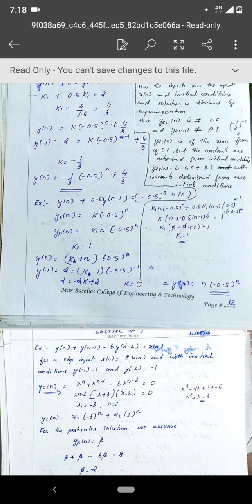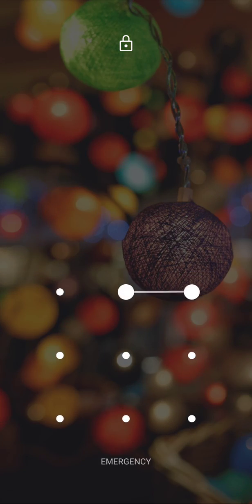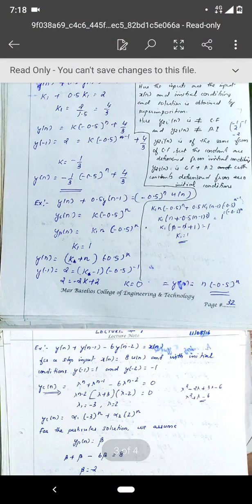Naturally there will be a tendency to find the constants of the complementary function before adding that with the particular solution. That will result in a wrong value. So after finding the complementary function, add that with the particular solution, and then apply the initial conditions to find the value of the constants in the complementary function. That is, here it is k.